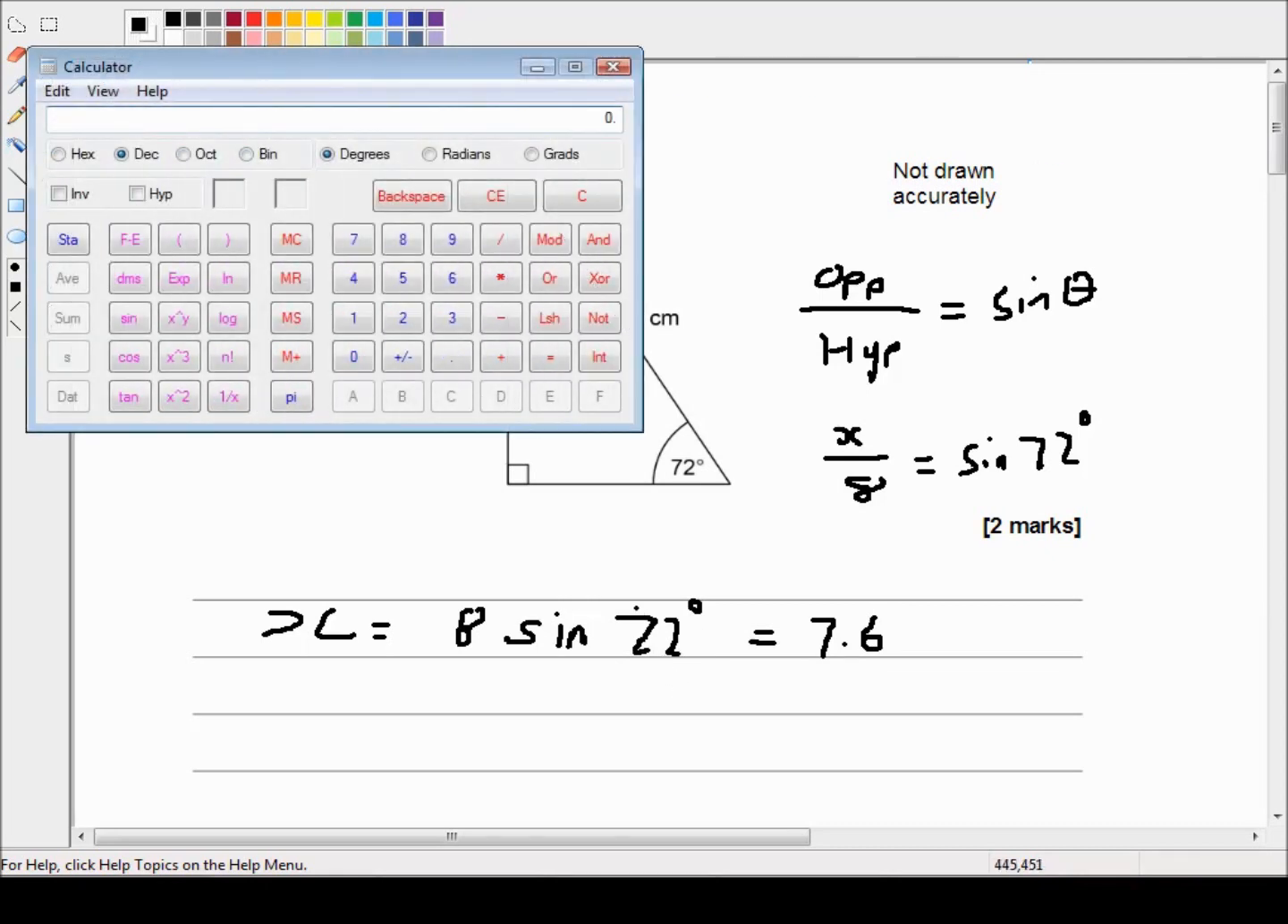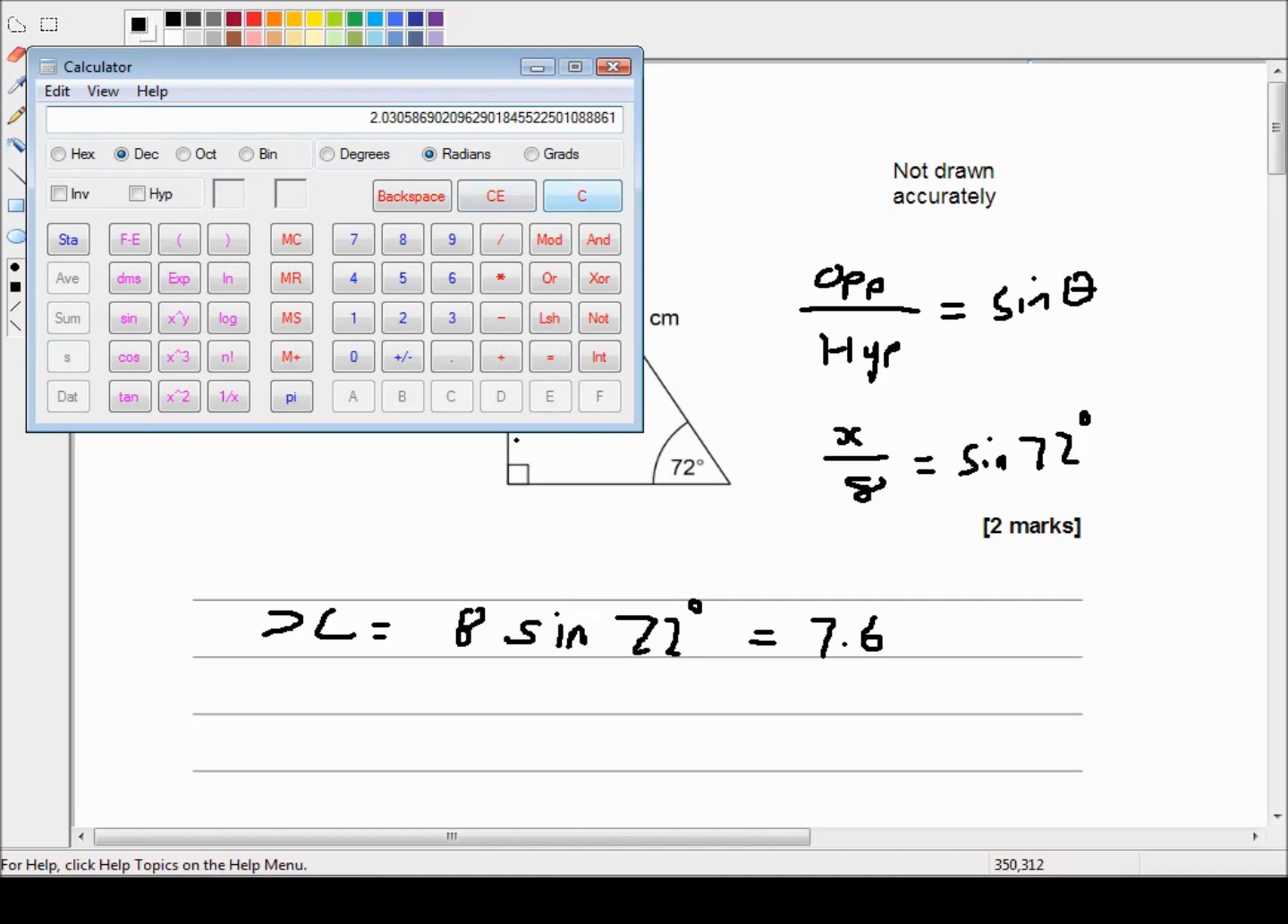Okay, so I have my calculator, so now I'm going to set this to radians, and then if I do 8 times 72, this time it's radians, and click sine. Oh, I've got 2.03. That's a massive difference.